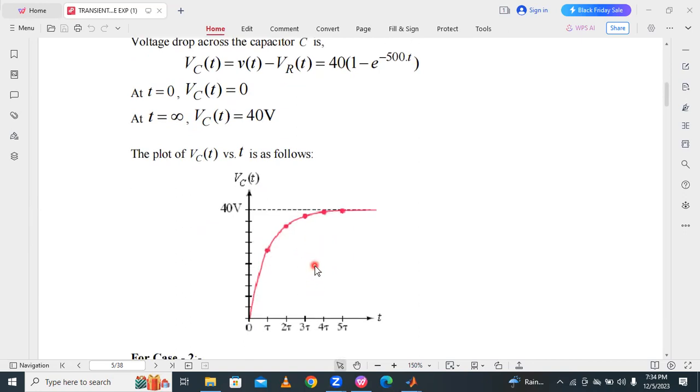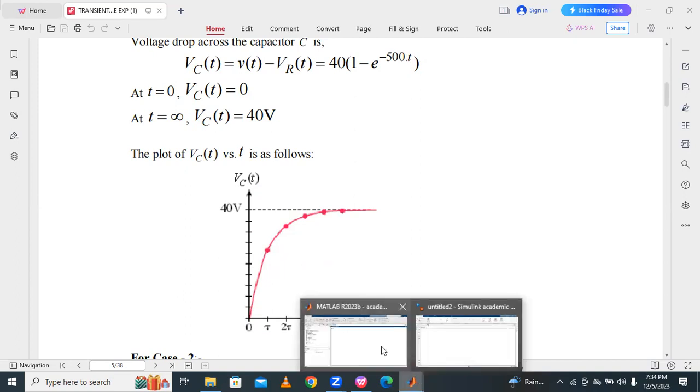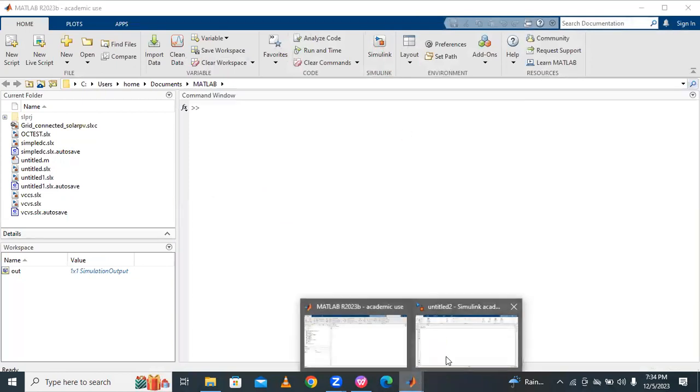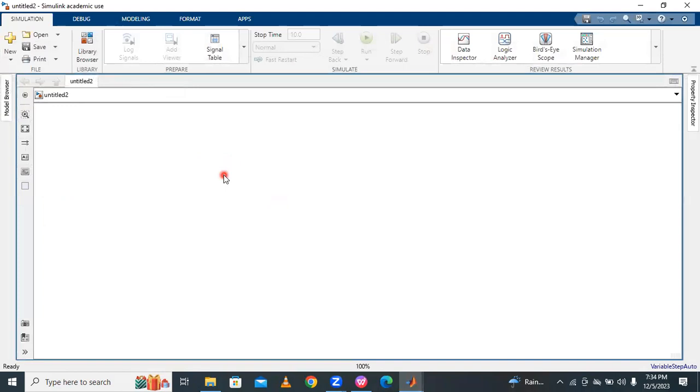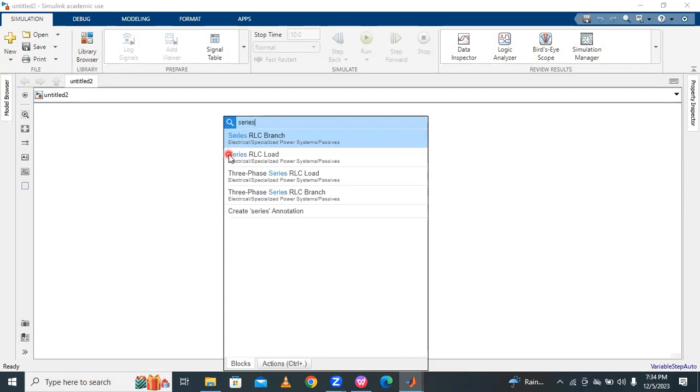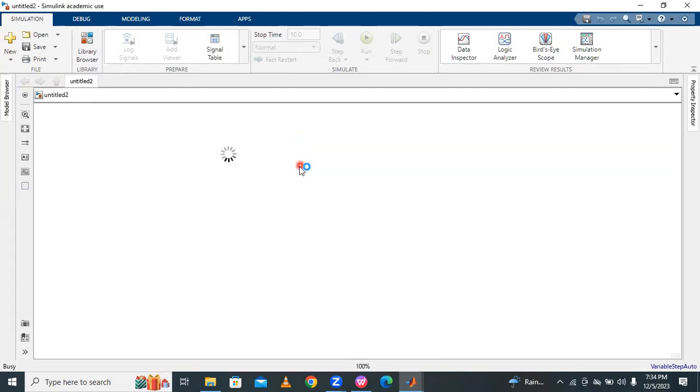This can be understood by using MATLAB Simulink. First go to MATLAB, open MATLAB, press Simulink, and then a new window. So open like this. First we concentrate on the series RLC circuit. Take a series RLC branch, right here. Series RLC branch. Don't take the series RLC load.